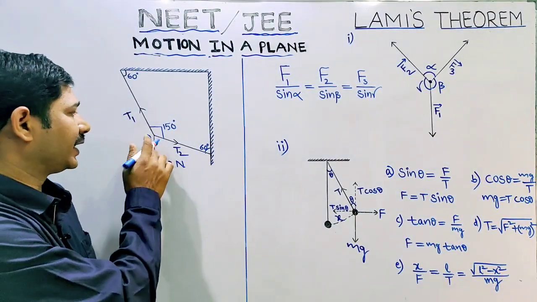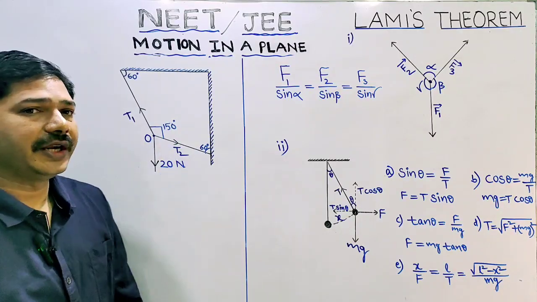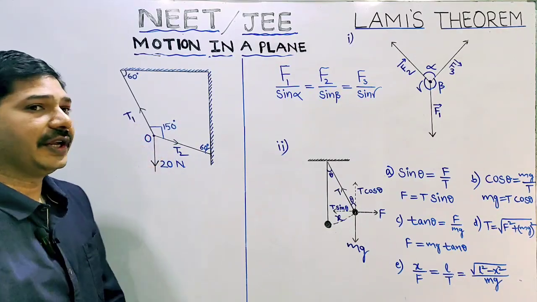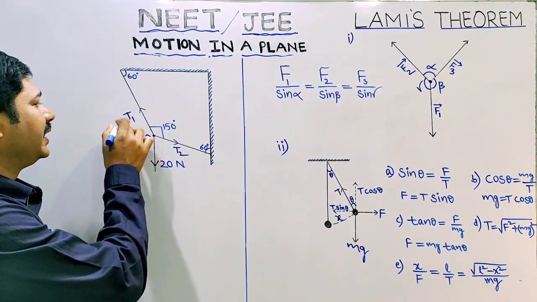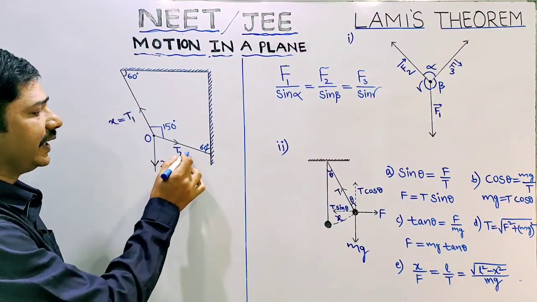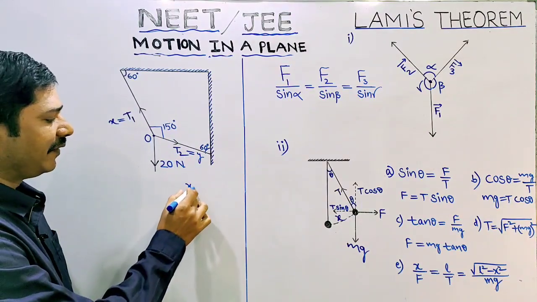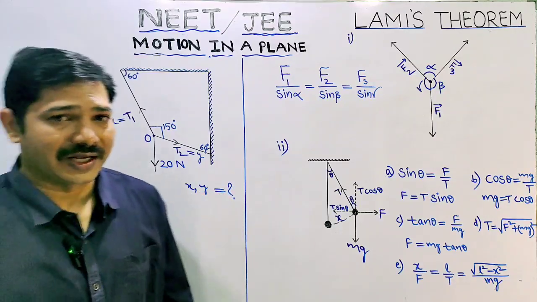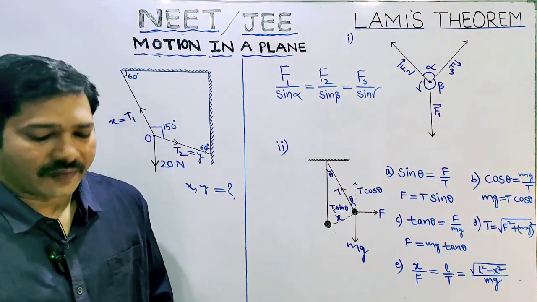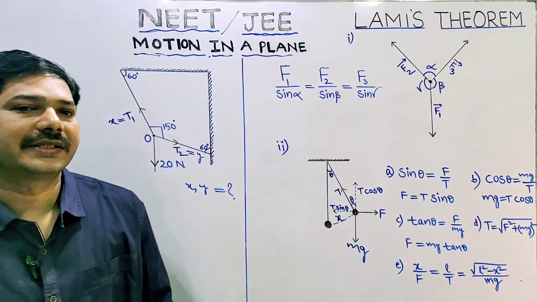So when some load is attached at point O, here one string is there, T2, another string is there, T1. They have named T1 as X and T2 as Y. Find the X, Y values. Such questions, first of all, what to do? Find the angles.